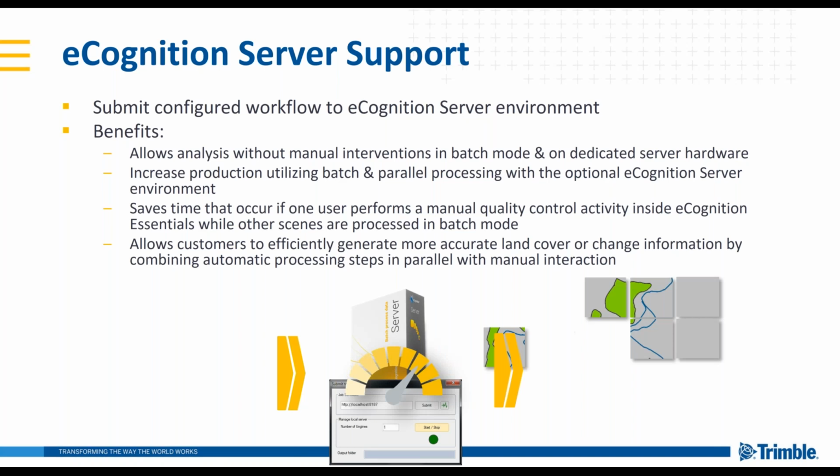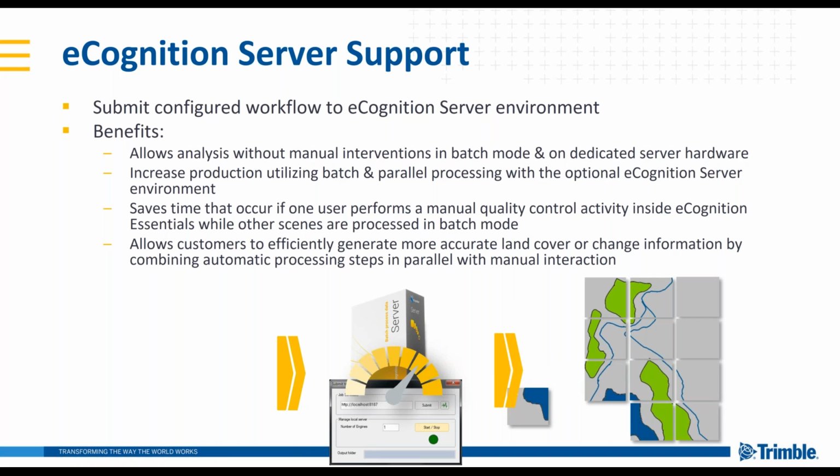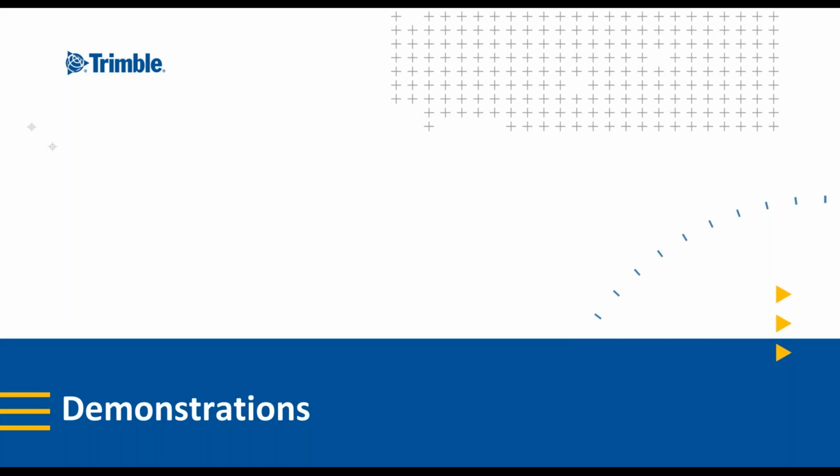This allows you to increase your production and also parallel processing, so you can send multiple jobs at one time. And this, of course, will then save time over the course, so you could actually send jobs to the server while the user queues up the next project and configures that, and makes for just more efficient use and generation of these products.